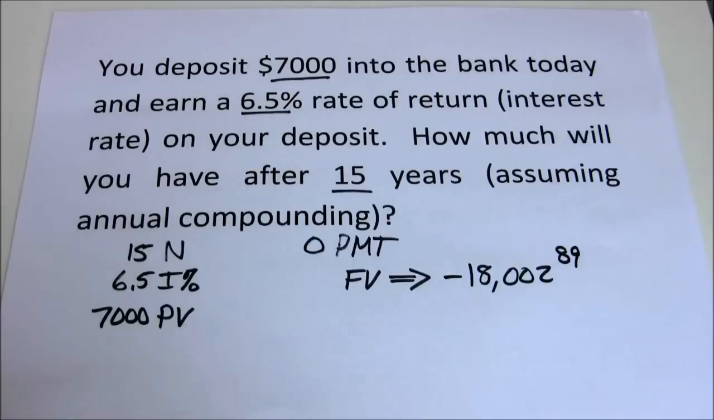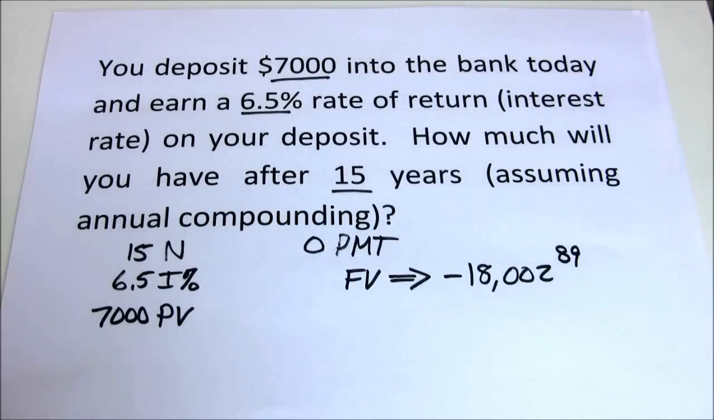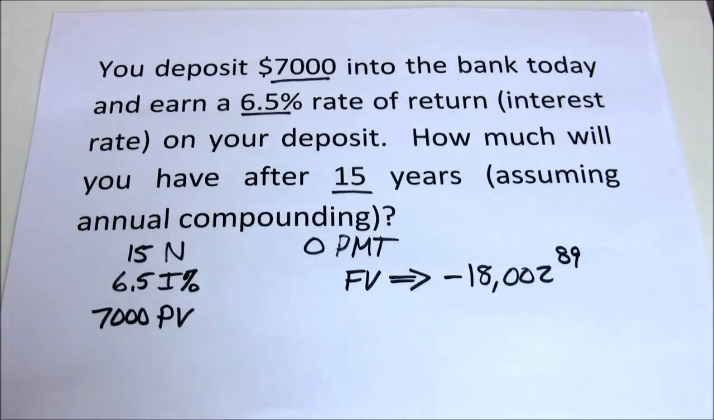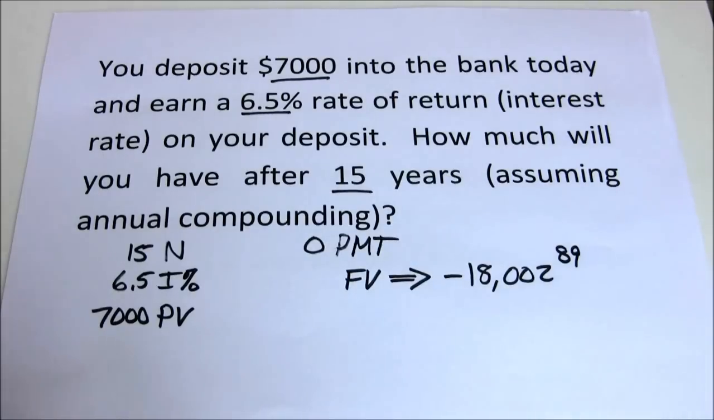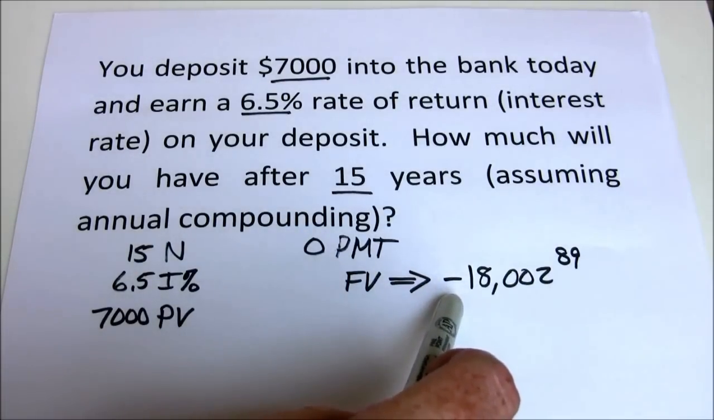And then let's talk briefly about that answer. Our $7,000 invested today, deposited in the bank, is going to grow to $18,002.89 15 years from now. But something interesting to note here, and that's going to be important as we move through 5 key calculations, is note that our answer came out negative.